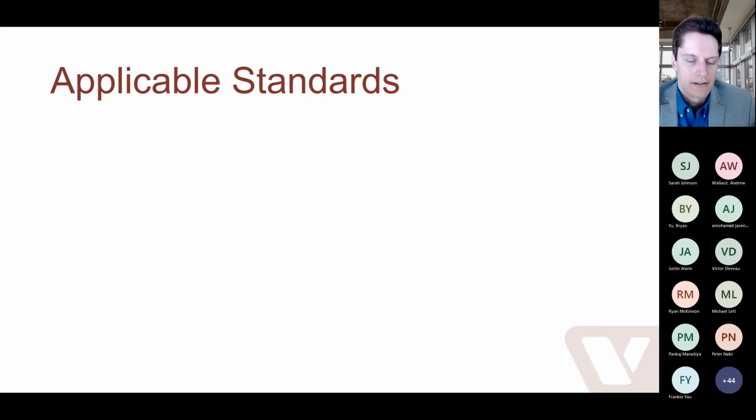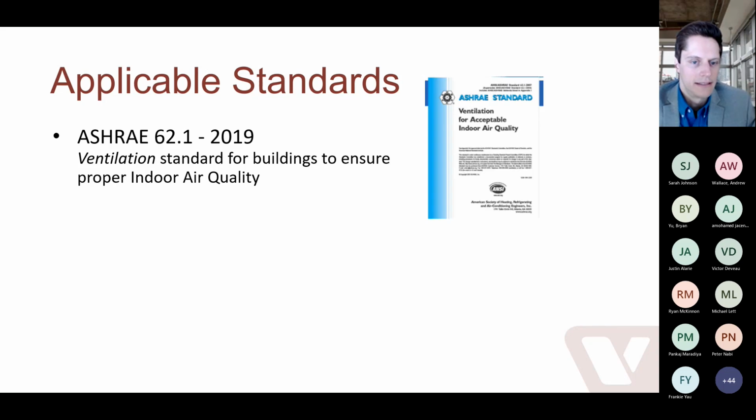So, some relevant standards to DOAS units. I'm going to talk about three of them today. The first one's ASHRAE 62.1, and that's the ventilation standard, right? We're all probably fairly familiar with that standard. That dictates how much ventilation area you need to bring into a space based on the building type, occupancy, different criteria like that. So that standard certainly applies to DOAS units.